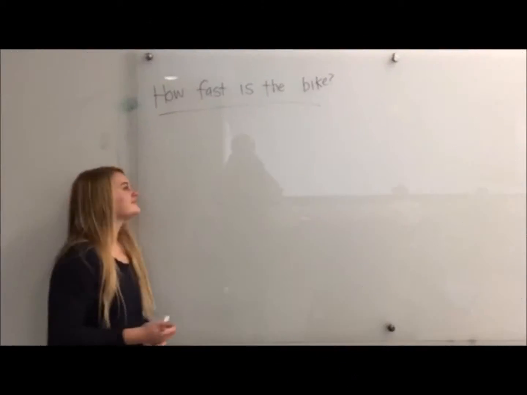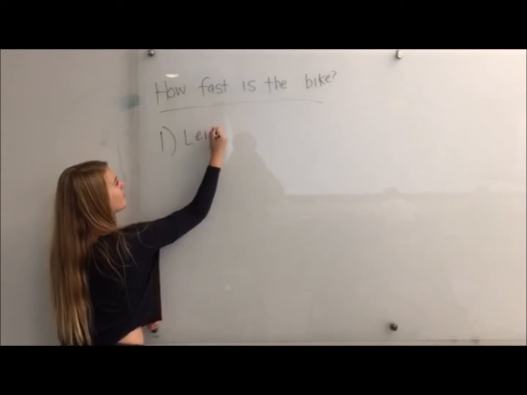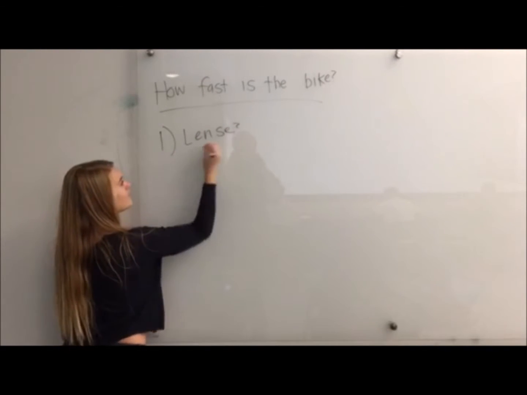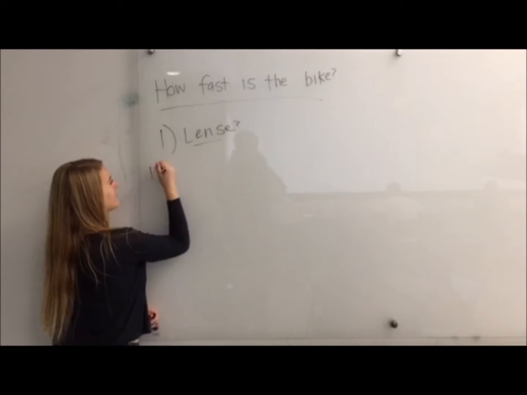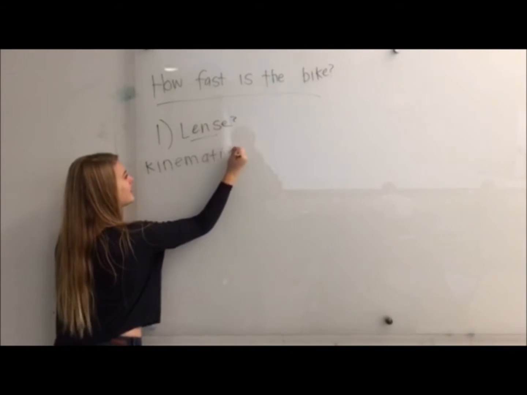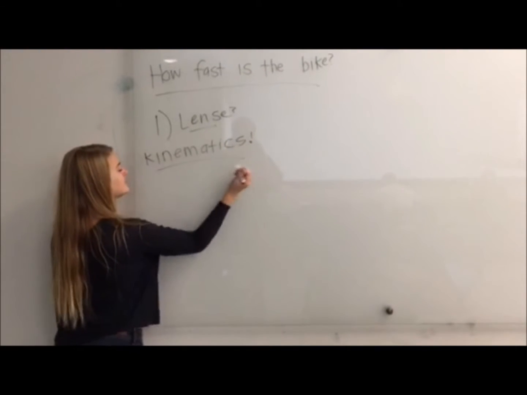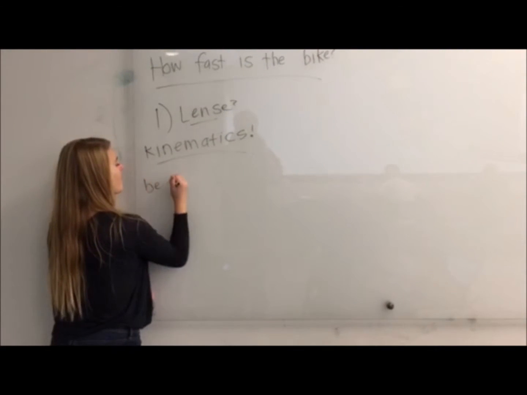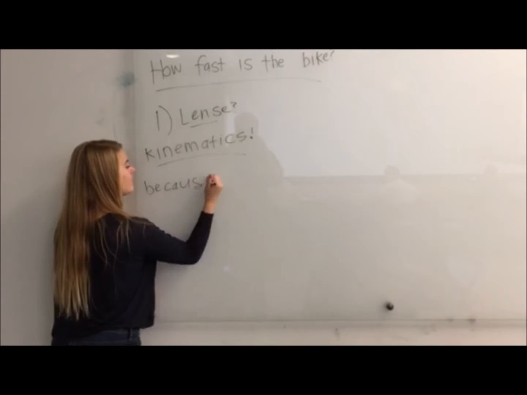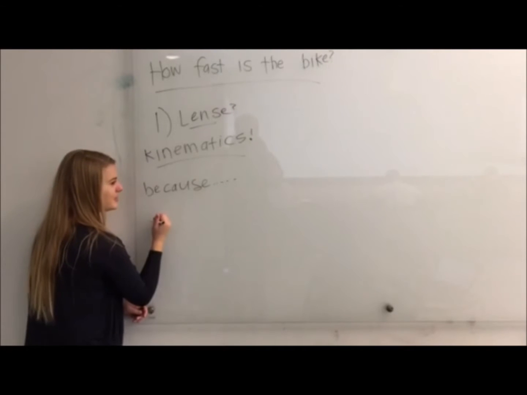Now the first thing you're going to do in order to complete this problem is to figure out which lens you're going to need. Of course, the lens for this problem will be kinematics, because kinematics gives us the equation for velocity, which is v is equal to dL over dt. In English, this means that the velocity is equal to the change in angular momentum over the change in time.